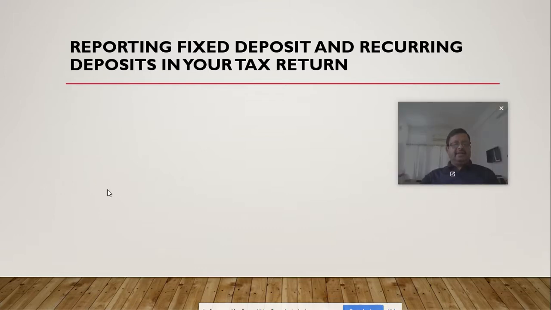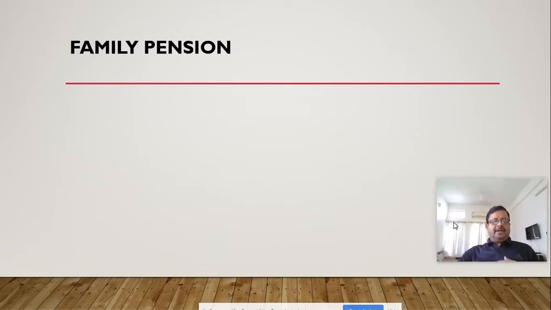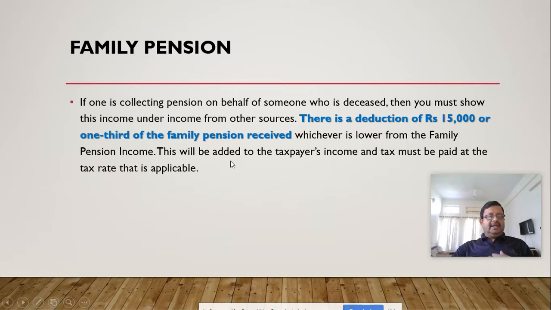Now let's see the family pension. Family pension, that is, if one is collecting pension on behalf of someone who is deceased, then you must show this income under income from other sources. There is a deduction of rupees 15,000 or 1/3 of the family pension received, whichever is lower, from the family pension income. This is added to the taxpayer's income and tax must be paid at the tax rate that is applicable.